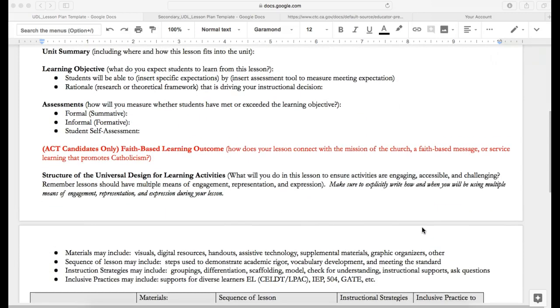There's 3 types of assessment that we would like to see, which one is the formal assessment, which is the summative. Then there's informal, which is formative. And then we want you to do a student self-assessment. Have the students actually go through and take a look at their work.